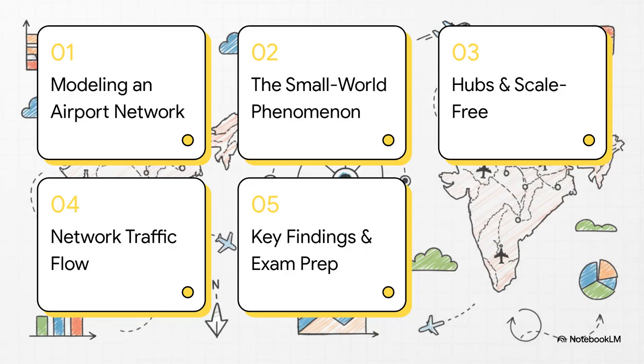First, we'll talk about how you even model an airport network. Then we'll get into this cool idea called the small world phenomenon. After that, we'll look at the big players, the hubs, and this idea of a scale-free structure. Next, we'll analyze the actual flow of traffic, because that's where things get really interesting. And finally, we'll wrap it all up with the key findings and some solid advice for exam prep.